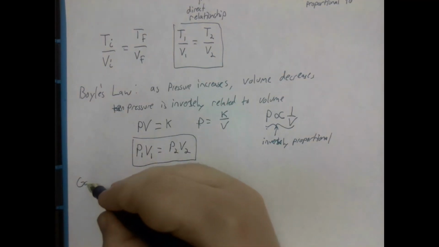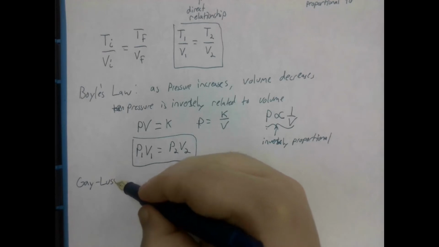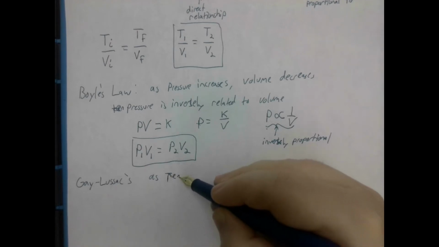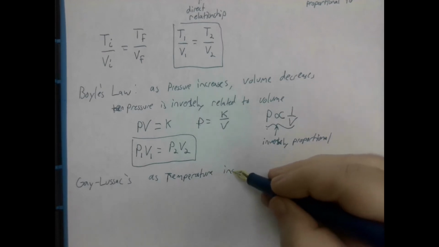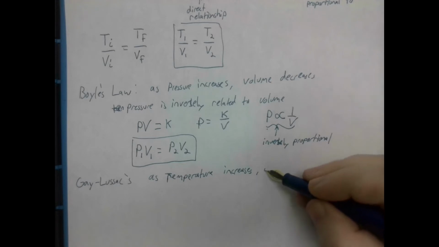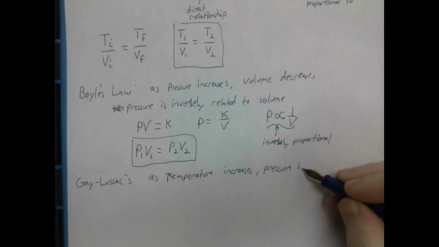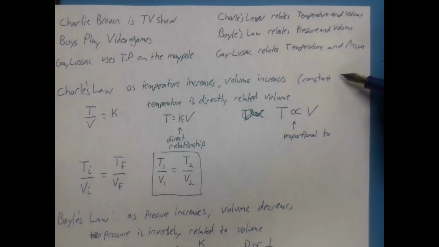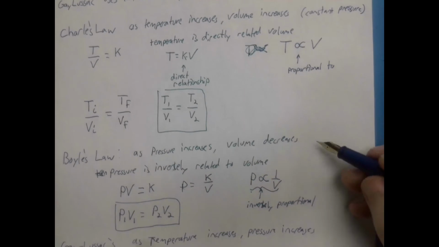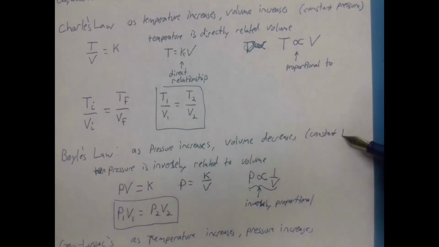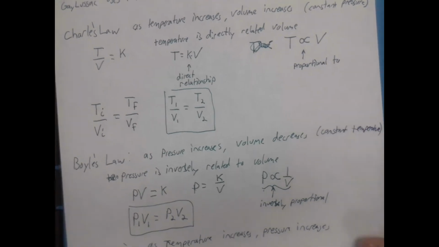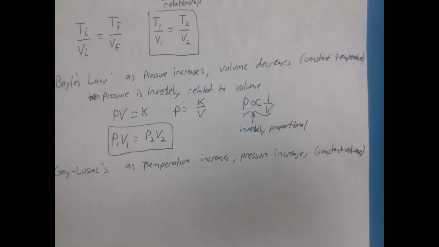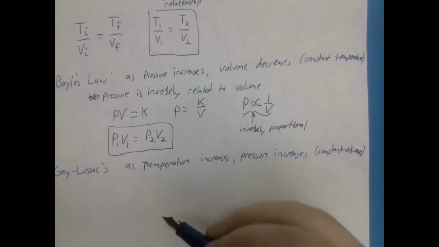And lastly, we got Gay-Lussac. As temperature increases, pressure increases. And I should note one thing I haven't done. This assumes constant pressure. This one assumes constant temperature. And this one assumes constant volume. So these laws only apply if the third variable is held constant.